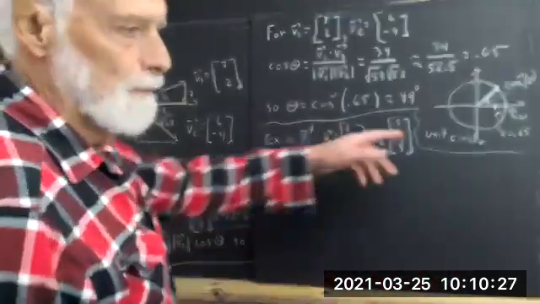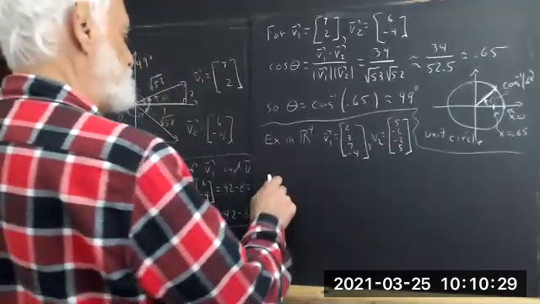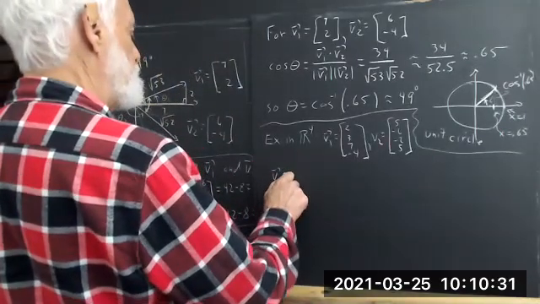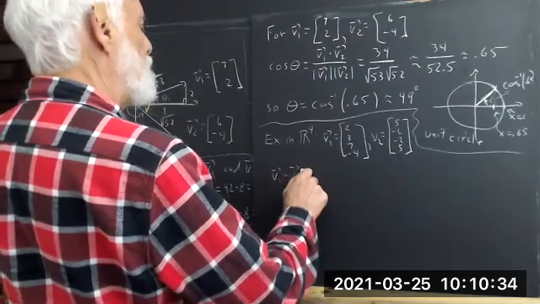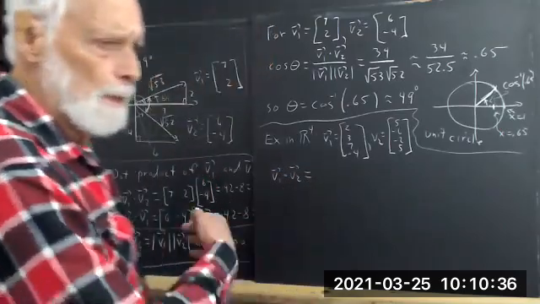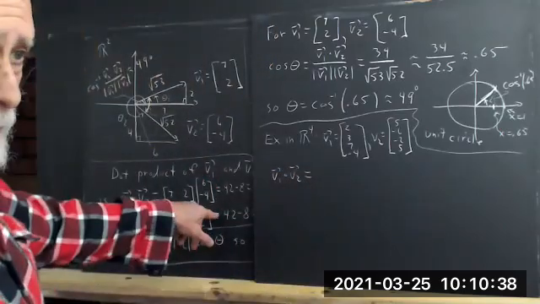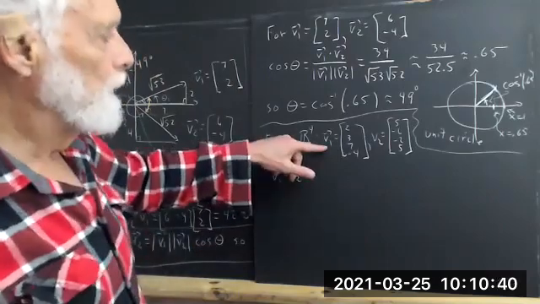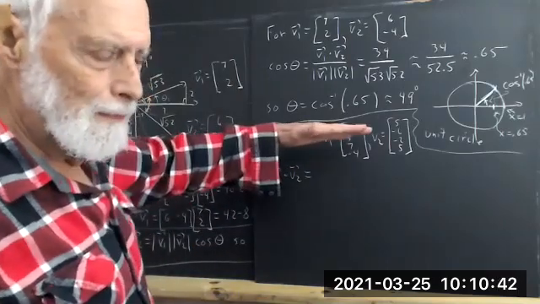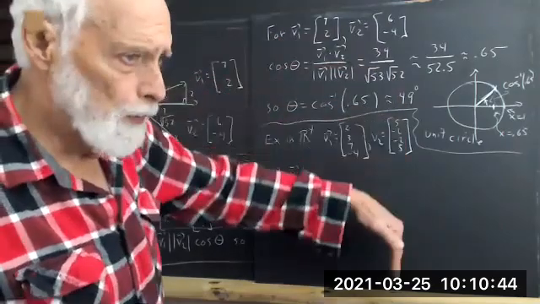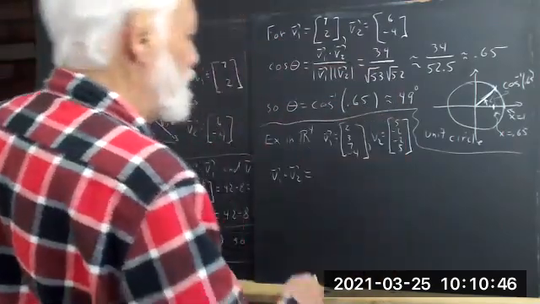V2 is this. V1 dot V2 is easily calculated. I'm not going to write it out, but here's how you write it. If you do V1, it's going to be a row vector, and V2 is going to be a column vector, but your dot product is going to be what?